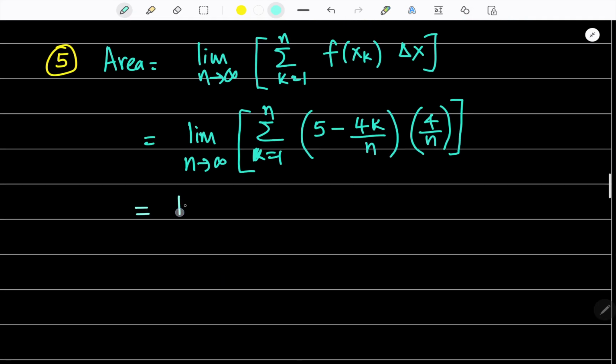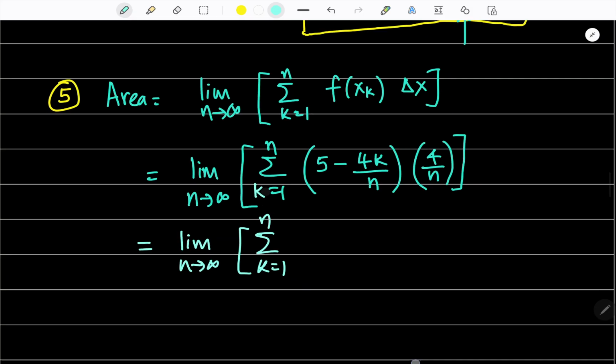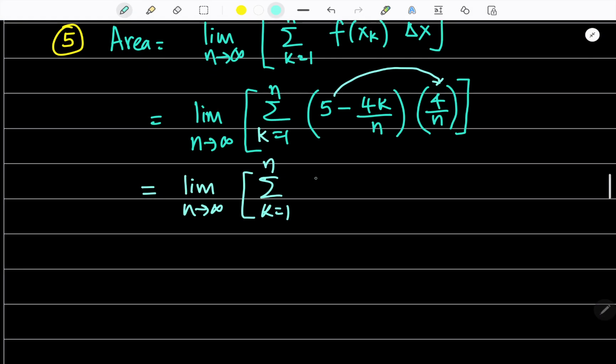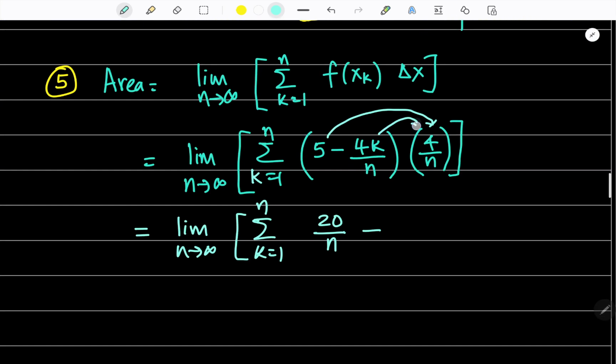Okay, carefully, be careful. In the limit substitution we studied in calculus 1. So limit n tends to infinity, sigma k is equal to 1 to n. Slowly you multiply this one. 5 times this one is 5 into 4 is 20, 20 divided by n minus, and this one you multiply, 4 into 2 is 8k divided by n square. Okay. 4 into 4 is how much? I'm sorry.